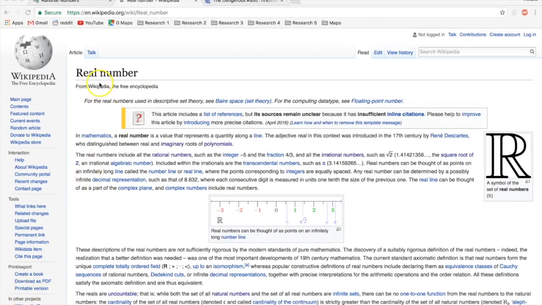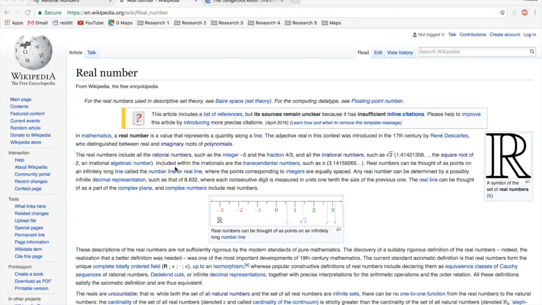So here we are digging in a little deeper on real numbers. And it says, in mathematics, a real number is a value that represents a quantity along a line. The adjective real in this context was introduced in the 17th century by René Descartes, who distinguished between real and imaginary roots of polynomials. So you can see they have a number line here, and we've got our whole numbers, 1, 2, it's divided, there's 1 1/2. Now we've got the square root of 2 placed along this line. We've got e, we've got pi. We're led to believe that these are real numbers because they squeeze them in to these spots.